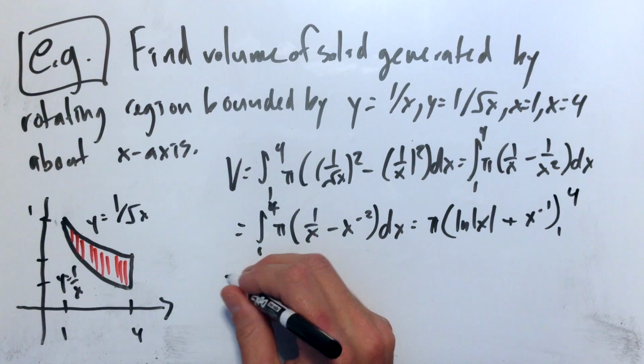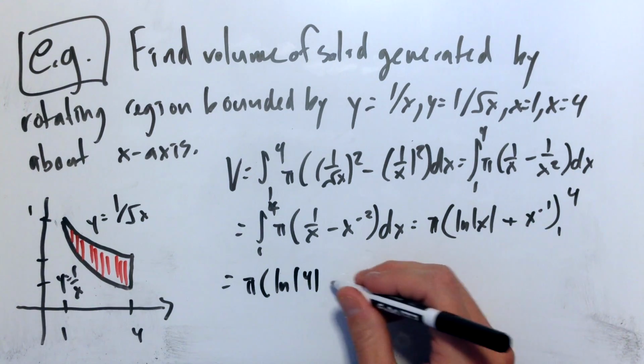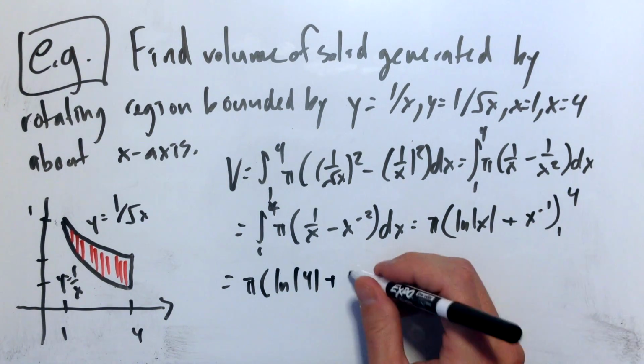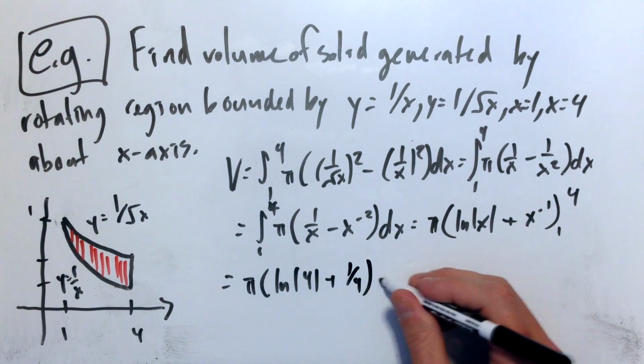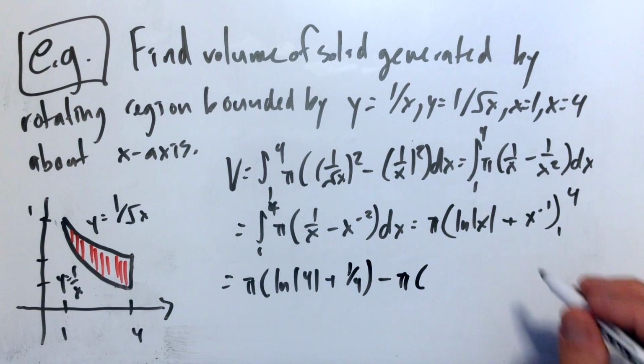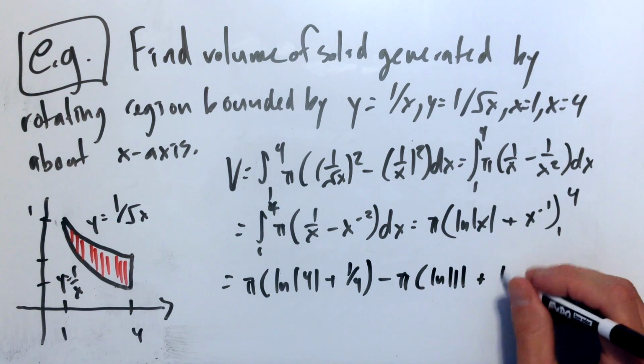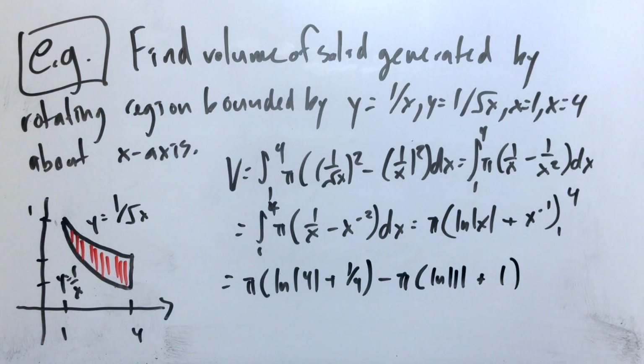Now let's plug in. This is pi times the natural logarithm of 4 plus 4 to the minus 1, that's 1/4, minus pi times the natural logarithm of 1 plus 1 to the minus 1, which is 1. Now the natural logarithm of 1 is 0. And what do we get at the end of the day?